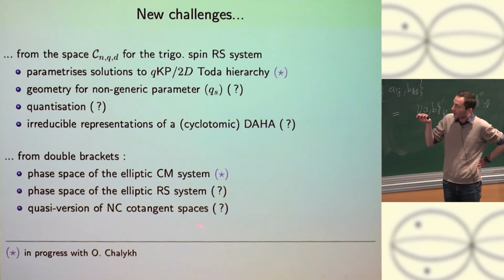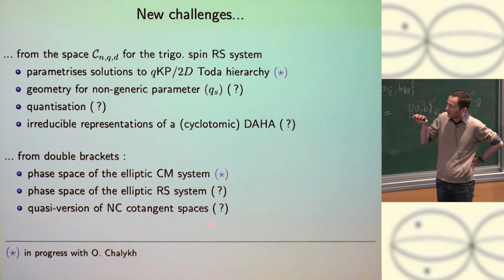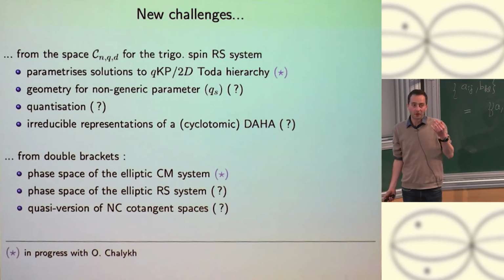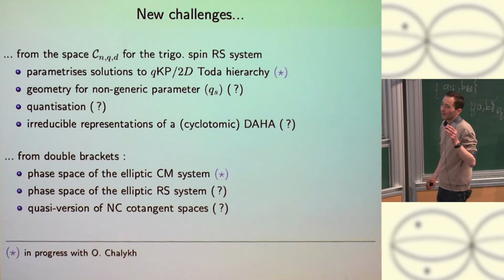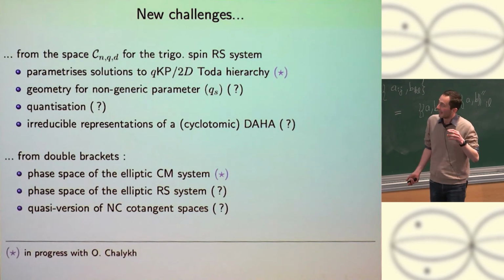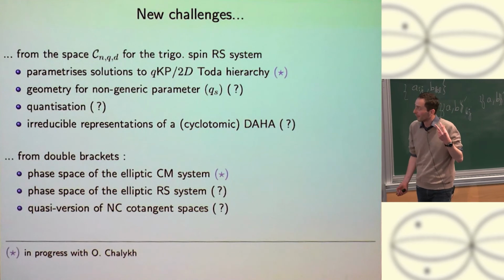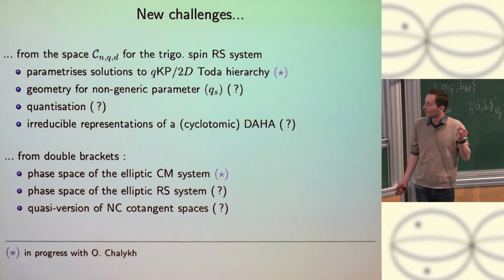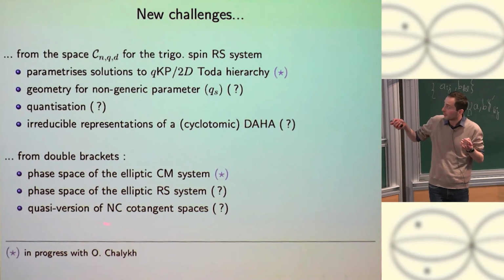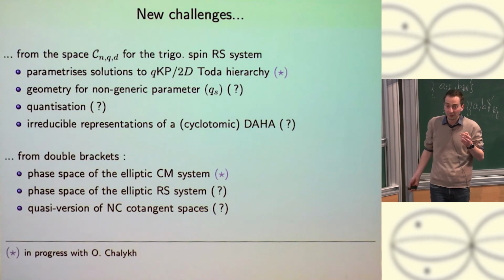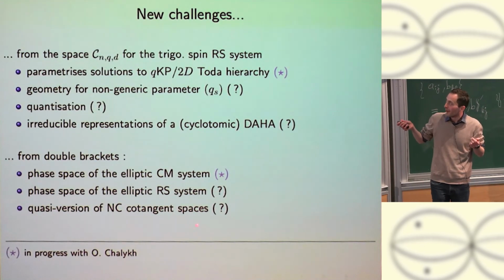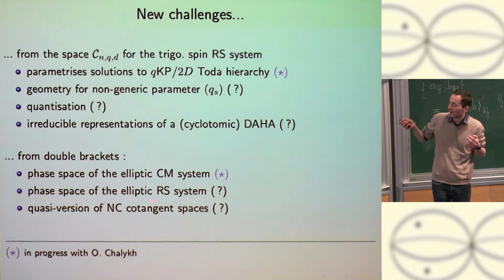And maybe for experts, something that could solve that question, and which is a bit tangential, is that all these double Poisson algebras from the first part of the talk are in fact some non-commutative cotangent spaces associated with the quivers without doubling them. This is a very nice way to do things. And in some sense, when you want to go from the normal double Poisson bracket to the double quasi-Poisson bracket, you would maybe expect to have a quasi version of these non-commutative cotangent spaces. I don't really know if it exists, but at least with Oleg, we believe that if it exists, then we should get an answer for this phase space of the elliptic Ruijsenaars-Schneider system.